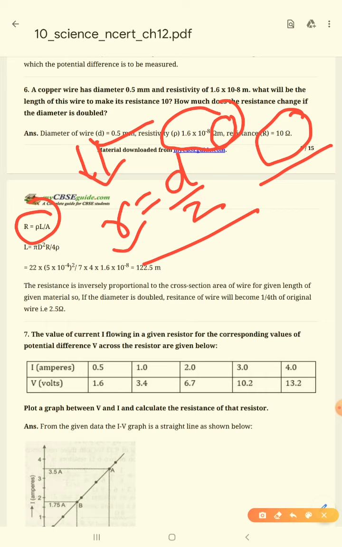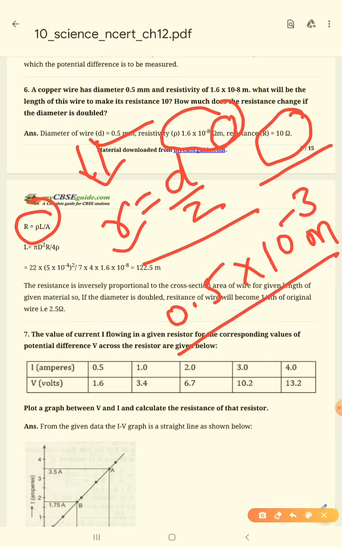No problem here also, because the SI unit of resistance is ohm. But the problem is that the diameter is given in millimeter. So we will convert this millimeter into meter. We should know that when we convert millimeter into meter, we multiply by 10 to the power minus 3. Now it is converted into meter.